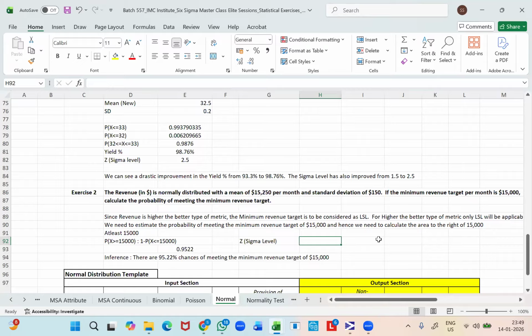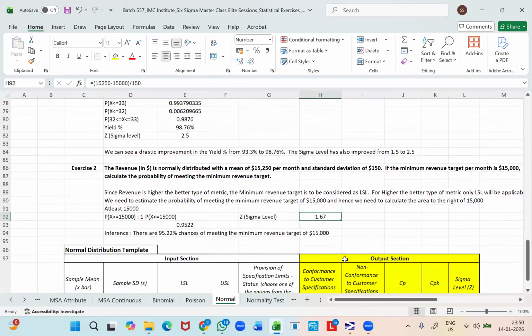So we need to use the LSL side formula to calculate the sigma level. What is the LSL side formula? It is mean minus LSL divided by the standard deviation: 15,250 minus 15,000 divided by 150. So it will be 1.67. So the sigma level for this will be 1.67.